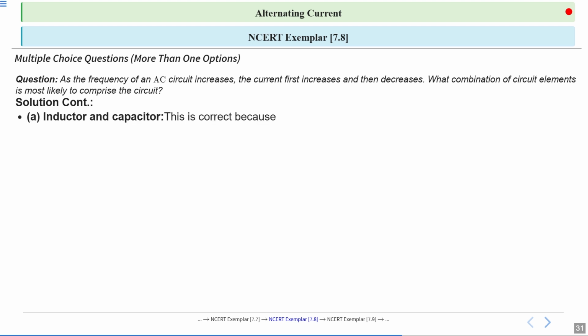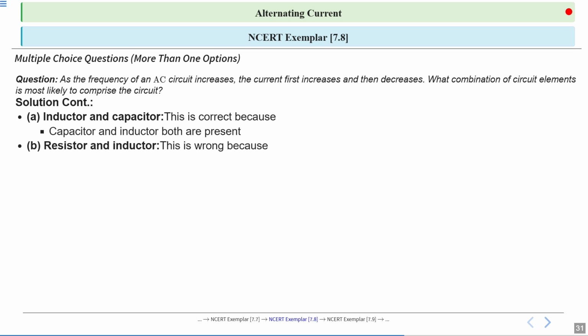Now option A, inductor and capacitor. Both these components are necessary. Resistor is not necessary for the resonance condition. So this is correct because capacitor and inductor both are present. So that's why option A is correct.